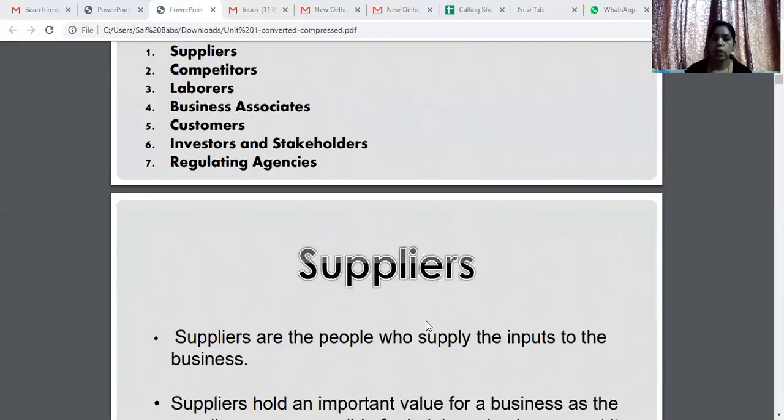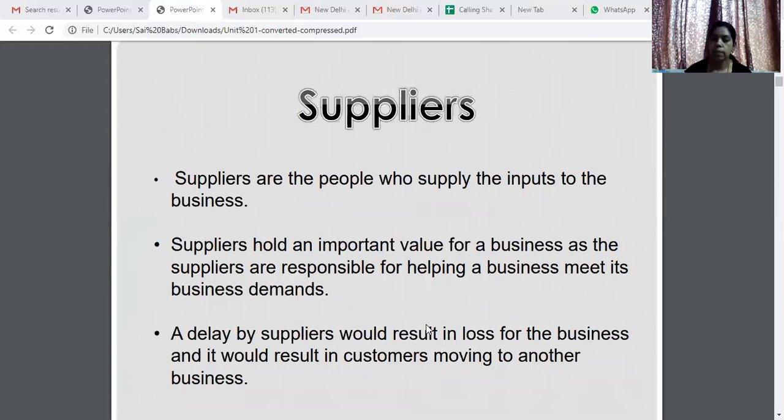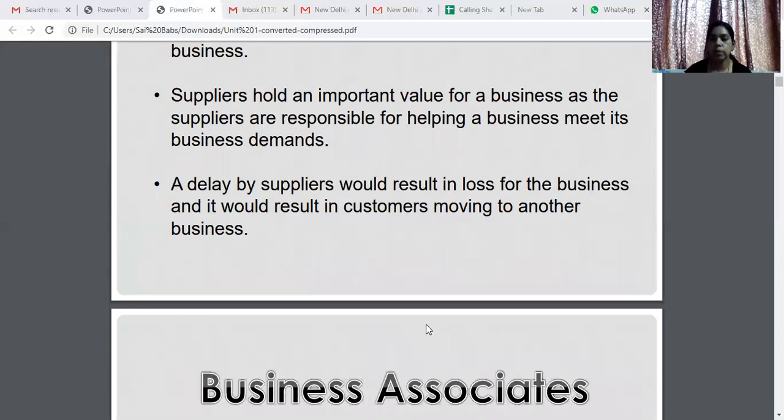So if we just talk about what is the supplier, they supply the inputs to the business. So if they change the price, the cost of production will change.